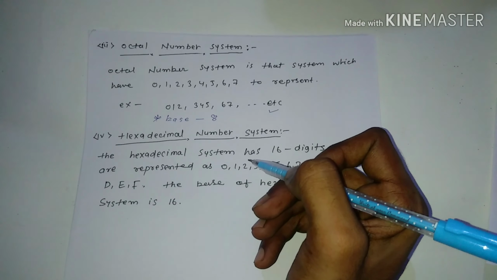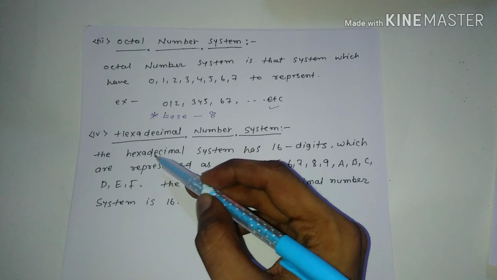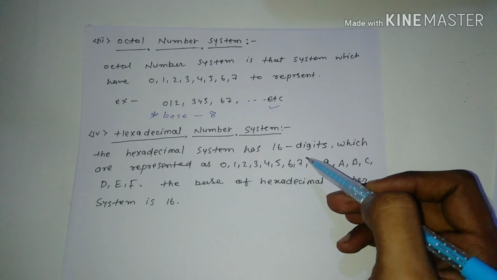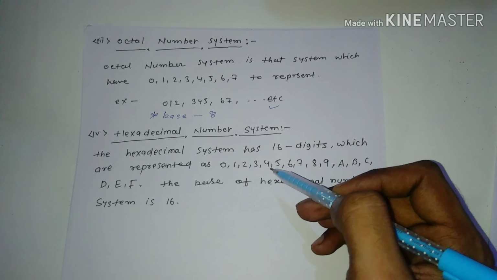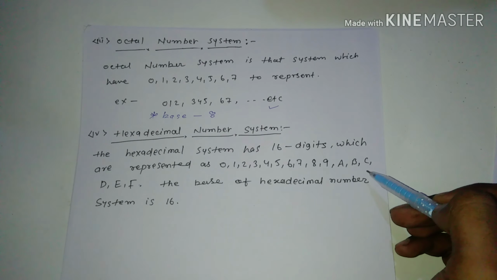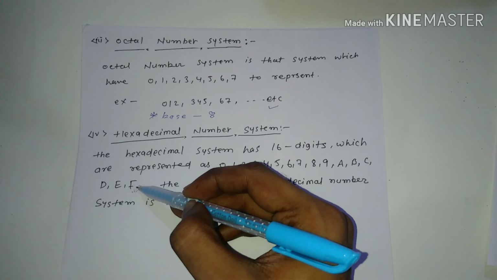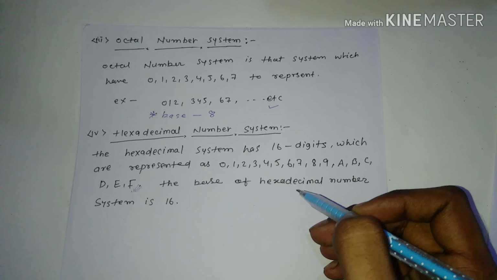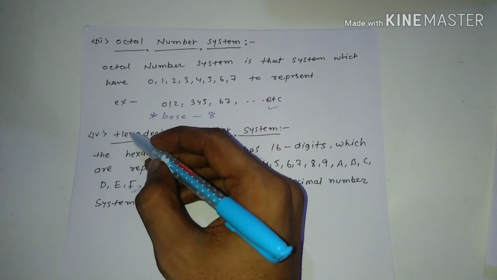Now the fourth one is hexadecimal number system. The hexadecimal number system has 16 digits, which represent 0, 1, 2, 3 up to 9, and then A, B, C, D, E, F, up to F. The base of hexadecimal number system is 16 because hexa means 16.